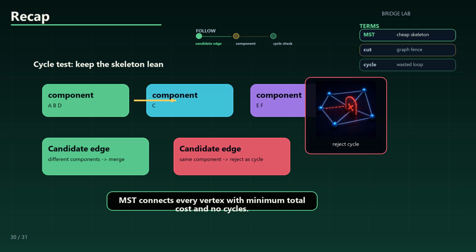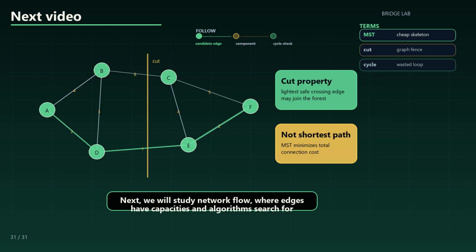MST connects every vertex with minimum total cost and no cycles. Kruskal grows a forest. Prim grows one tree. The cut property explains why greedy is safe. Next, we will study network flow, where edges have capacities and algorithms search for bottlenecks.